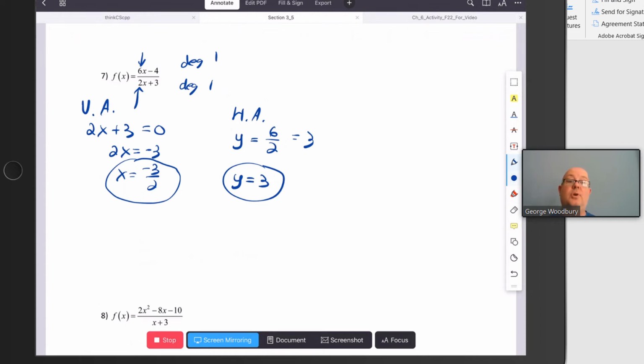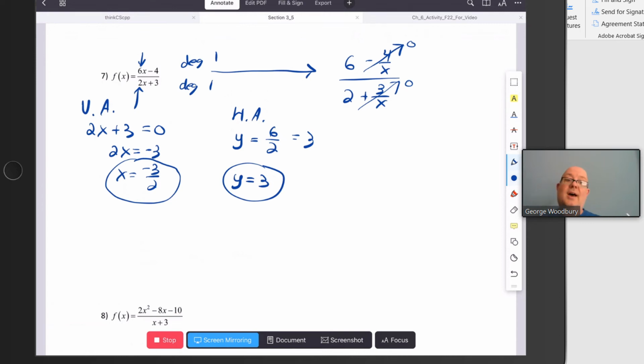Now again, if we divide through by x, this function turns into 6 minus 4 over x over 2 plus 3 over x. And those two terms go to 0. So what we have is the fraction 6 over 2. That's why we divide them.